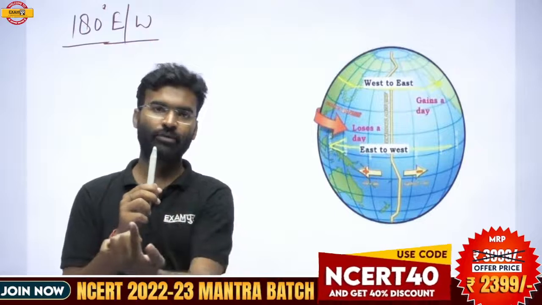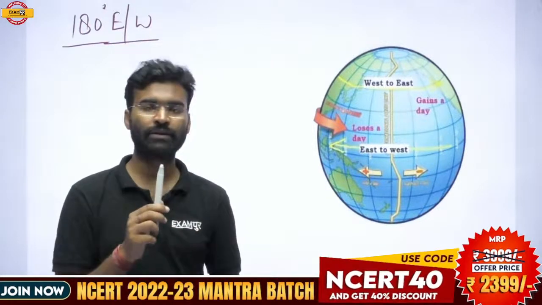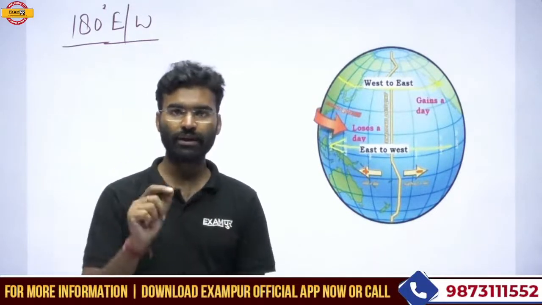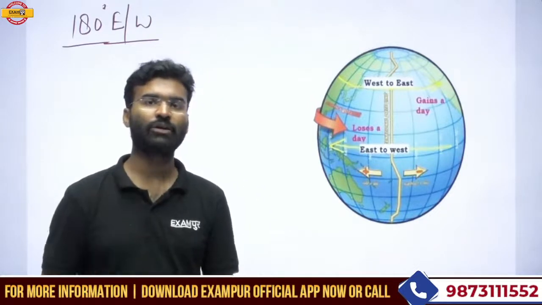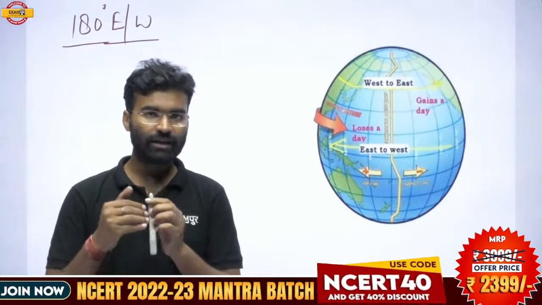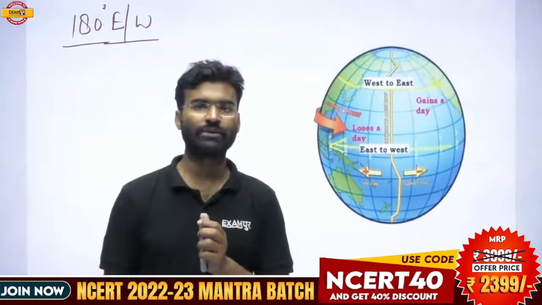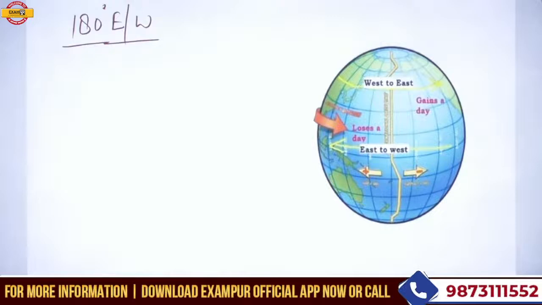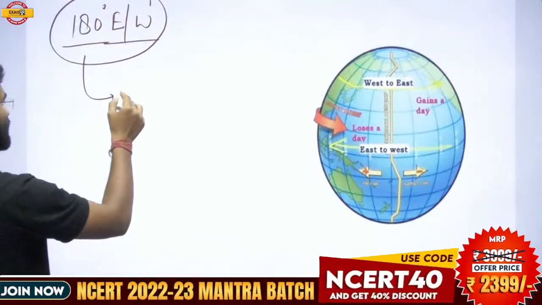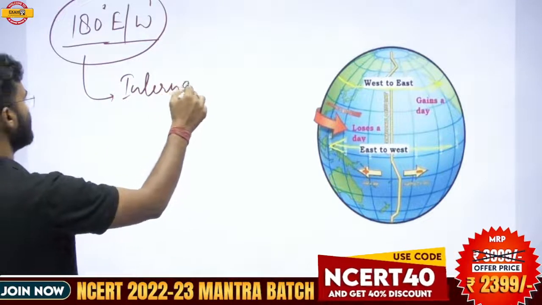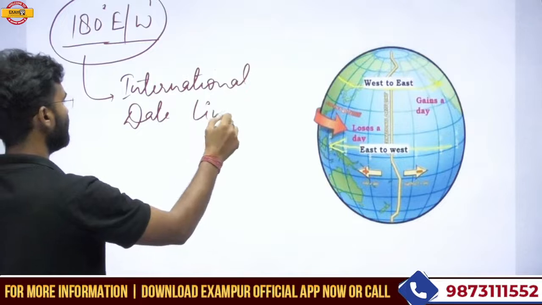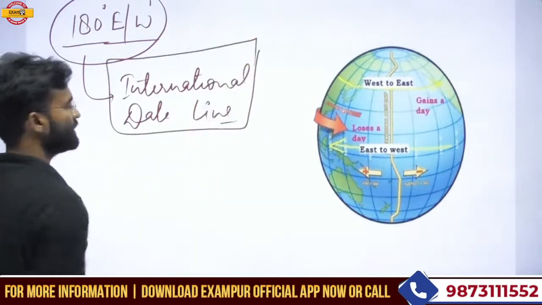And 180 degree from the opposite hemisphere is also the same, at the just back of the 0 degree longitude. So the 180 degree eastern and western longitudes lie just at the back of, or opposite of, the 0 degree. So 180 degree east and 180 degree west longitudinal lines are the same line. And on the basis of this line, we decided the international date line. On the basis of this international date line, the entire world decided their dates.